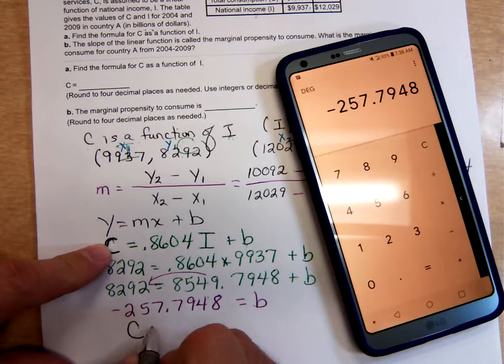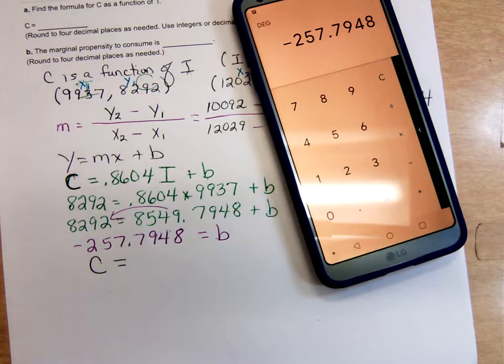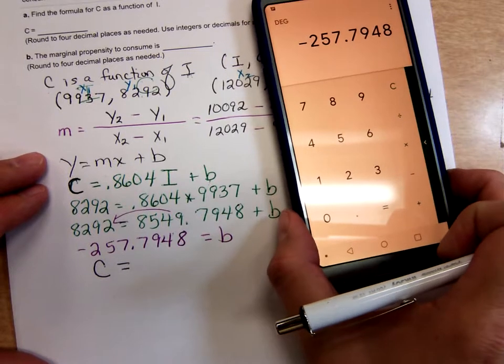C equals, oh, can y'all see this? Oh, there it went again. Oh, what was that? I think something fell over there.